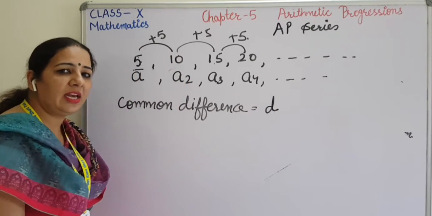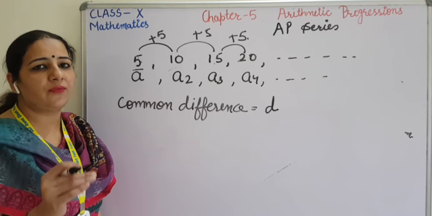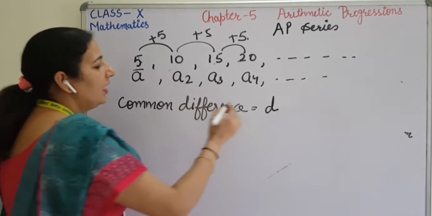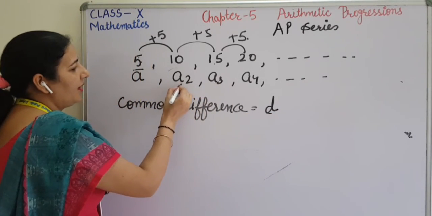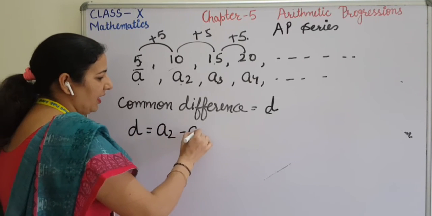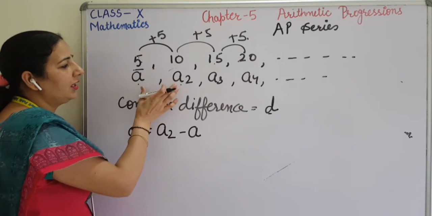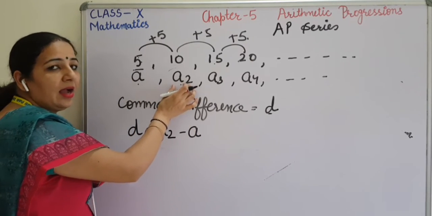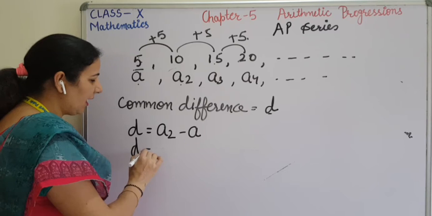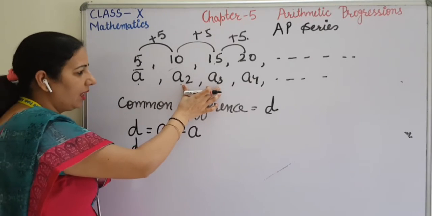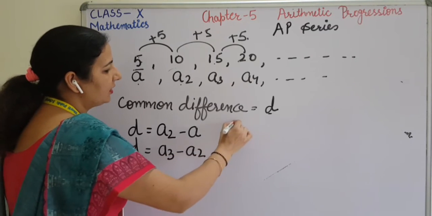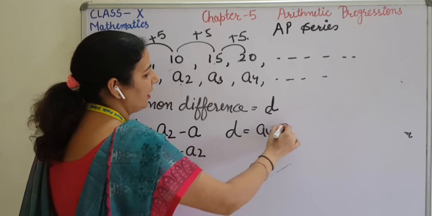So what is the meaning of D? D means the common difference in the AP series. And how will you calculate this common difference? This D can be calculated by A2 minus A1. I already told you, to calculate the common difference, if you take A2, then you have to subtract A1. If any student wants to calculate D by using these two terms, he or she should write A3 minus A2. This D can be calculated as A4 minus A3.